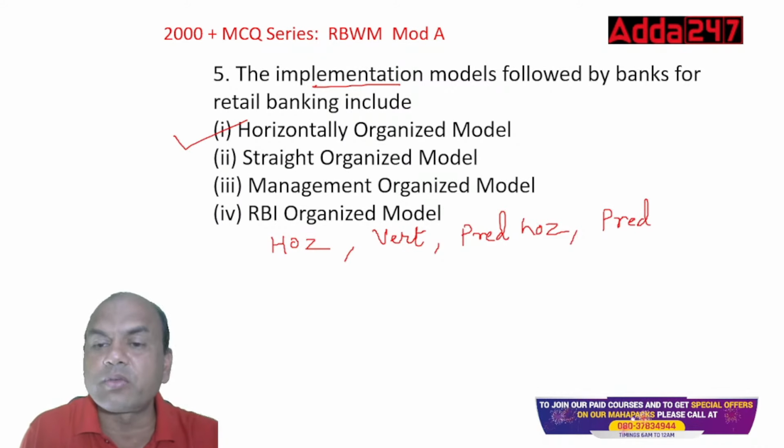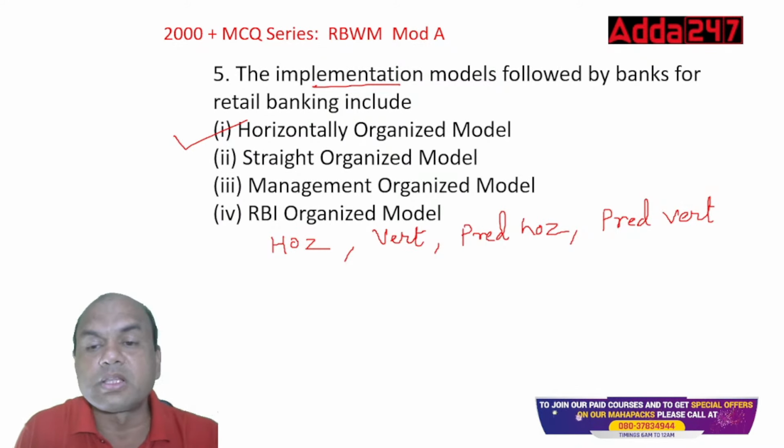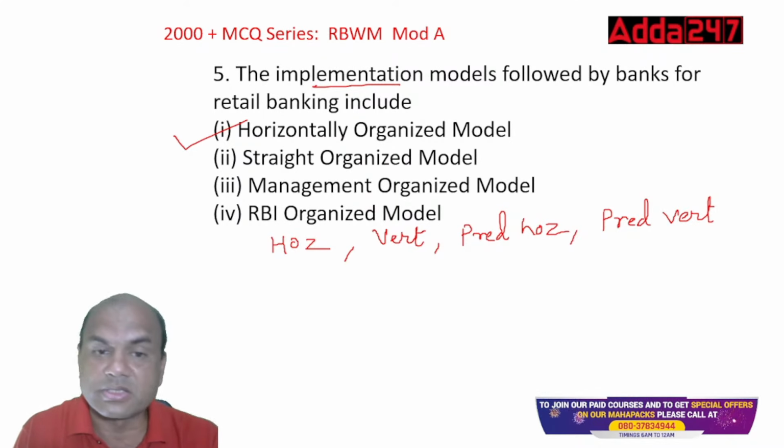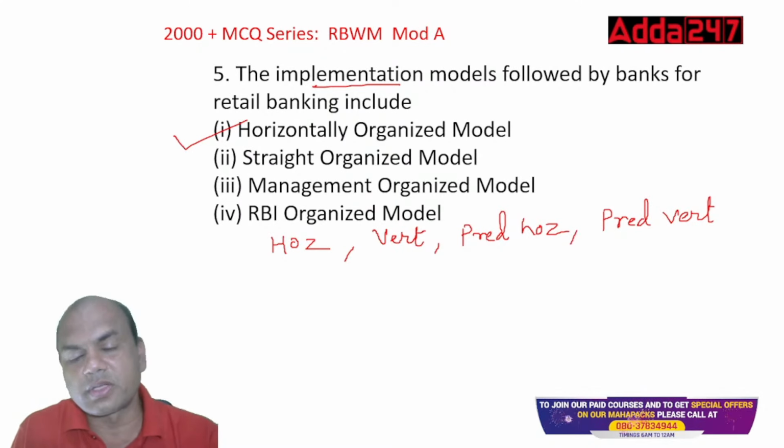You will definitely get one question on this. These are the four models: horizontally organized, vertically organized, predominantly horizontally organized, predominantly vertically organized. So these are the implementation models. Got it, everyone? Okay. So coming back over here, the answer is horizontally organized model. Move on.